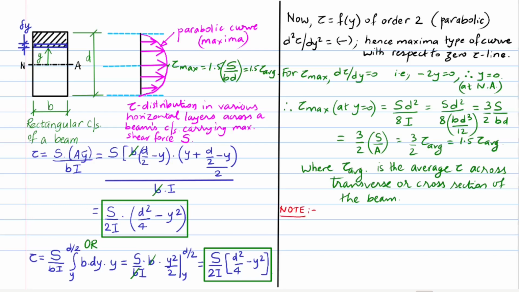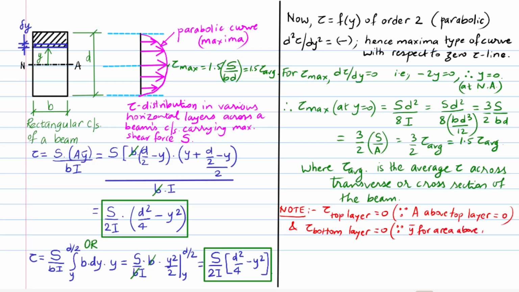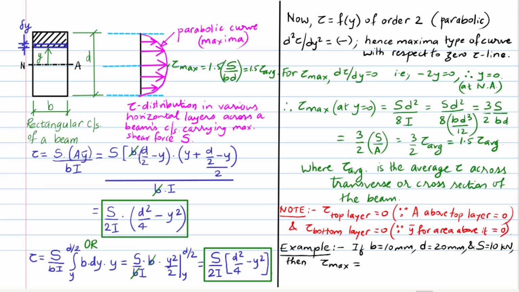Note that the shear stress for the top layer is equal to 0 since the area above the top layer is 0, and the shear stress for the bottom layer is also found to be 0 since the distance of the centroid of the area above the bottom layer from the neutral axis is 0. If, for example, the width B equals 10 millimeters, depth D equals 20 millimeters, and maximum shear force equals 10 kilonewtons, the maximum shear stress is found to be 75 megapascals.